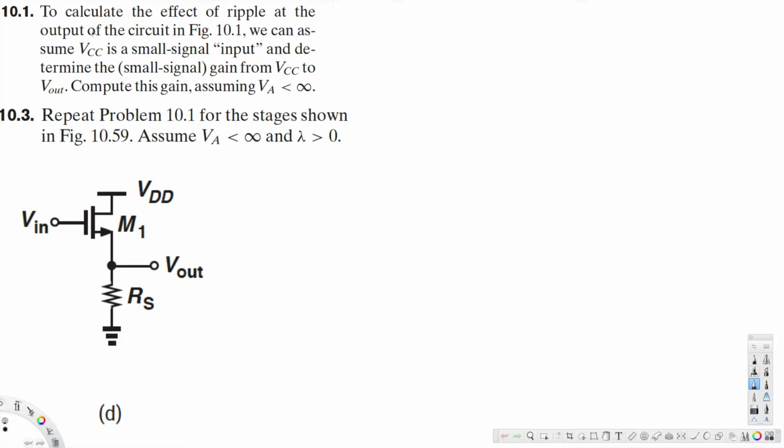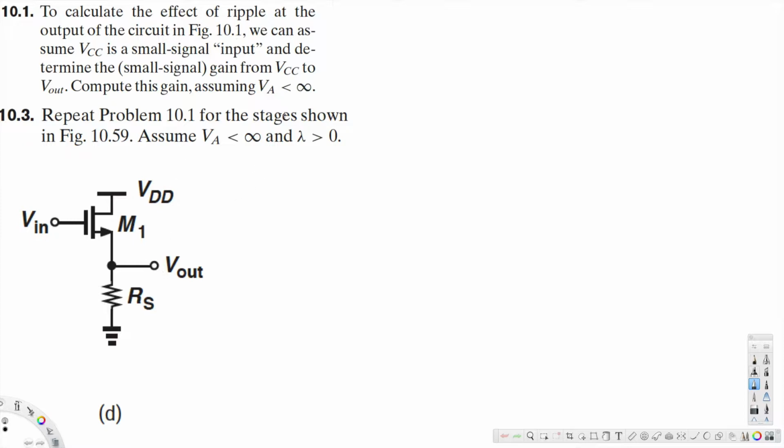Hey guys, let's look at this problem right here. Here's the question: to calculate the effect of ripple at the output of the circuit, we can assume VDD is a small signal input and determine the small signal gain from VDD to Vout. Compute the gain assuming VA is less than infinity. Okay, now let's go ahead and do that.